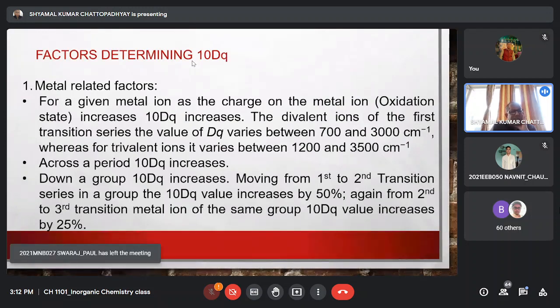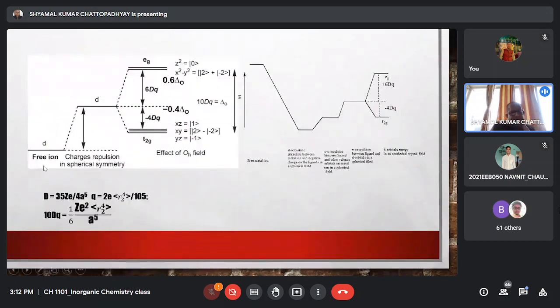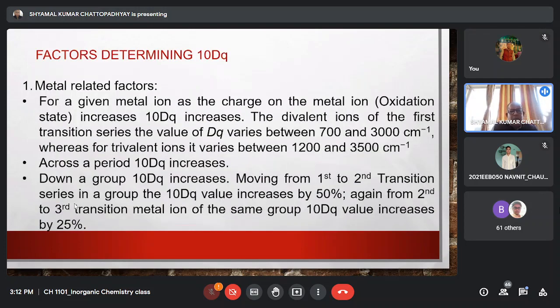First of all, let us consider the factors which are related to the metal ion. As I have already told you, since 10 Dq is proportional to Z, as the charge on the metal ion increases, we should expect 10 Dq, or crystal field splitting, to increase. So for a given metal ion, say iron, Fe3+ will have higher crystal field splitting than Fe2+. Similarly, Mn3+ will have higher crystal field splitting than Mn2+.